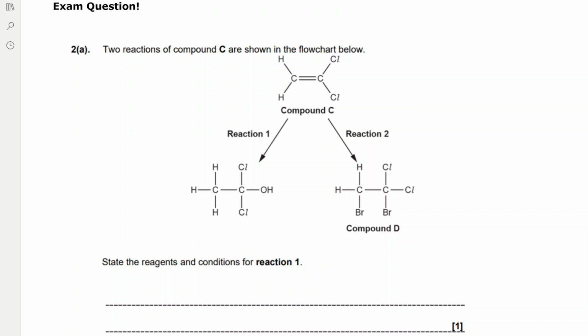We've got an exam question. Two reactions of compound C are shown in the flowchart below. So we've got compound C, which is dichloroethene, reacting to form an alcohol and a haloalkane. So for reaction 1, we're gaining an alcohol group. So that's going to need gaseous water or steam and sulfuric acid catalyst.